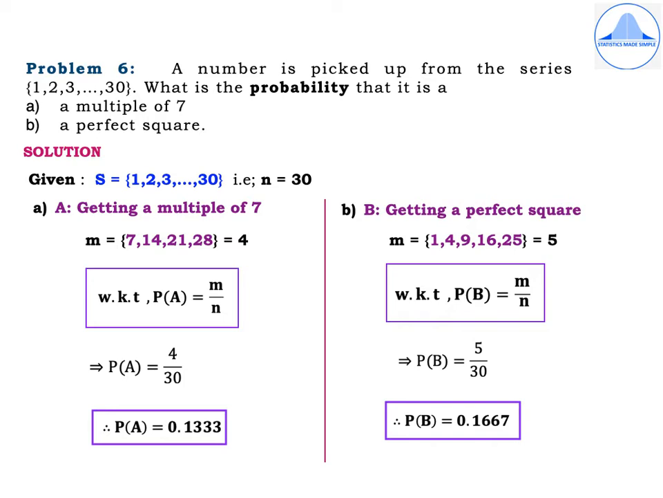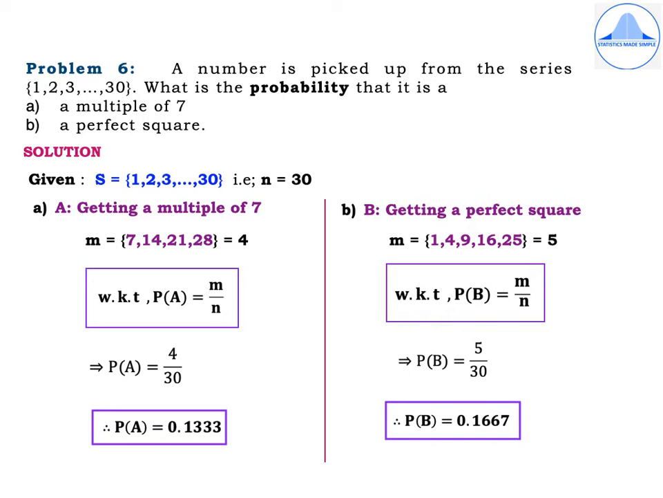Given S is equal to, write down the sample space as given to you in the question. That is S is equal to 1, 2, 3 up to 30. So the total number of outcomes in the sample space is 30. In other words, N is equal to 30. Start with the first subdivision, subdivision A. Define the event capital A as getting a multiple of 7.